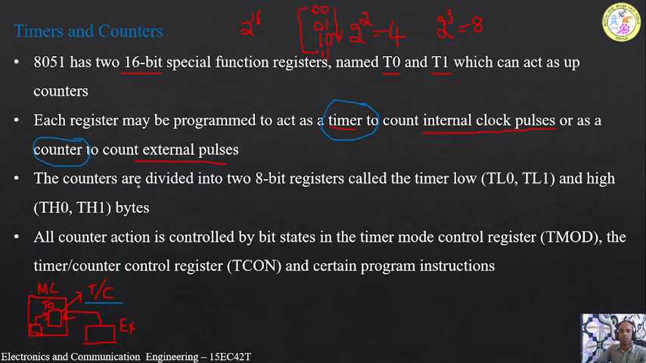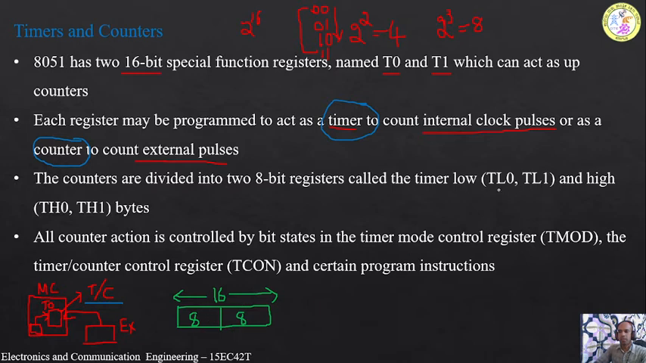Now, all the counters are divided into 8-bit registers called timer low and timer high. We know that timer 0 and timer 1 are 16-bit size, so the size of this register will be 16 bits. The total size will be 16 bits from here to here. So the timers are divided into two 8-bit registers. This is one 8-bit and this is the other 8-bit.